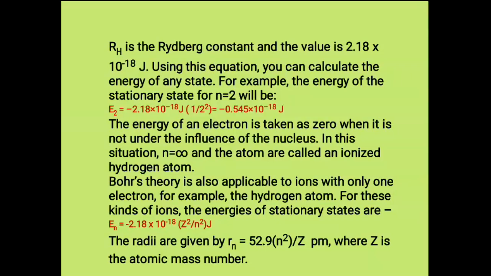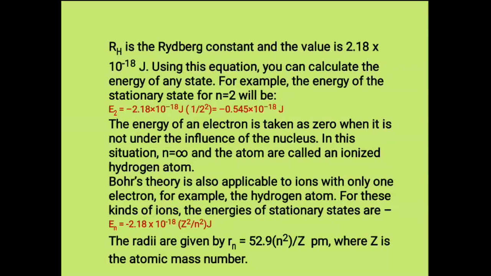But what is the difference? Here we are using 2.18 into 10 to the power minus 18 as the unit of energy in terms of joules per atom. And when we multiply it with Avogadro number, it will become joules per mole, which can be converted into kilojoules per mole. So when we convert it into kilojoules per mole, the other formula becomes minus 1312 into Z square upon n square. Here it is in kilojoules per mole.